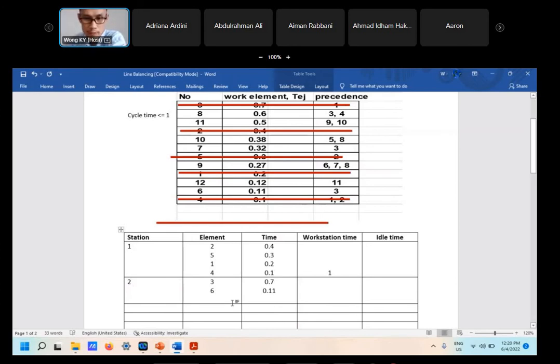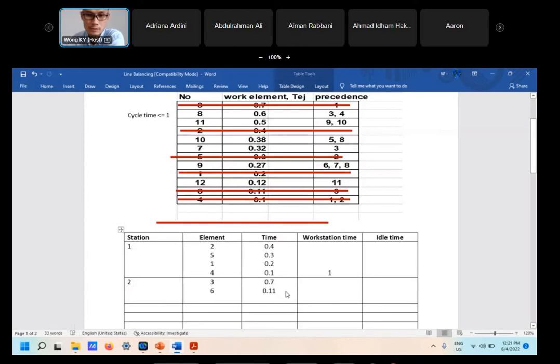Okay, so we still have room to assign more elements to workstation 2. You have to check whether you can fill in more or not. So check again, go back up the list. Cancel 6, 6 has already been assigned. Now we are left with 8, 11, 10, 7, 9, 12. Can we assign 8 again here? Cannot, because 0.6, if you total up with this, you will exceed 1. Can we assign 11? Cannot. 10? Cannot. 7? Cannot. 12? Cannot. So no more other elements can be assigned to workstation 2.